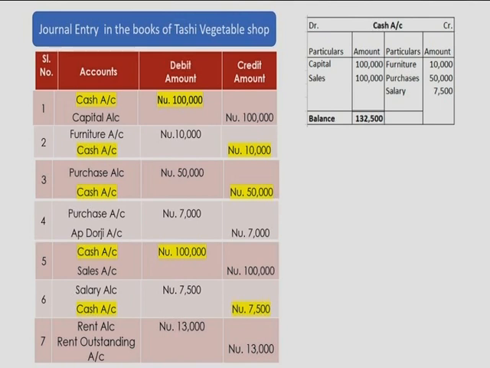Ledger account. The first ledger account is the cash account. All the transactions, all the journal entries related to cash, will be recorded in this account. See, capital, sales, furniture, purchases and salaries are all related to cash. In all these transactions, cash was involved.